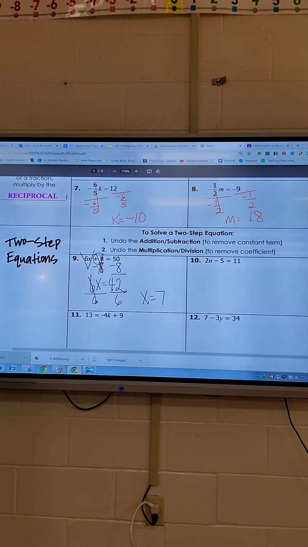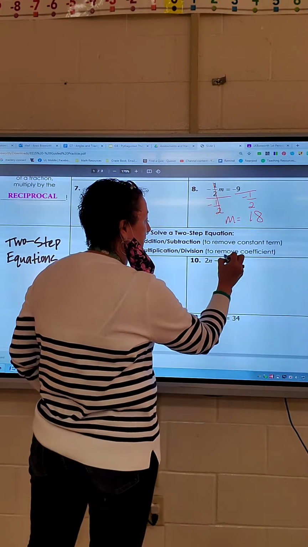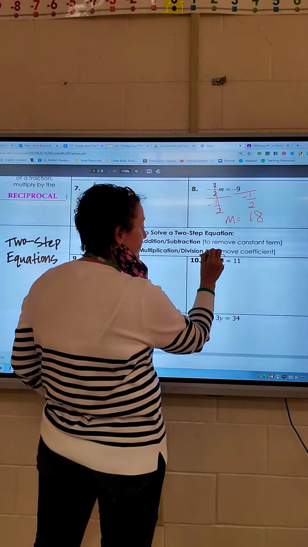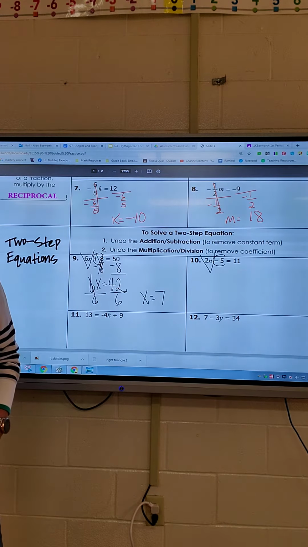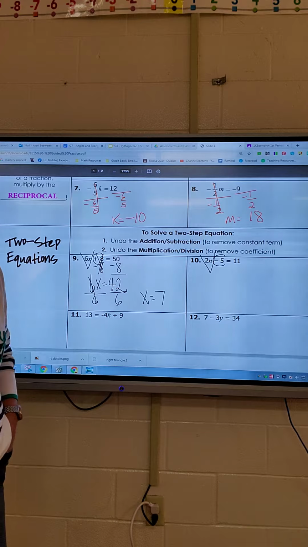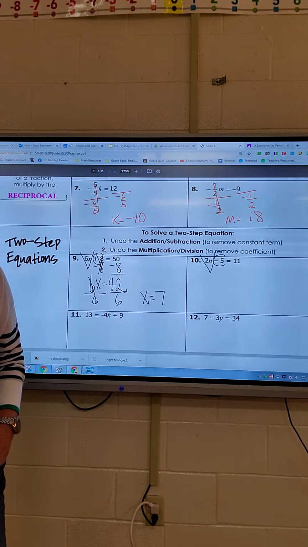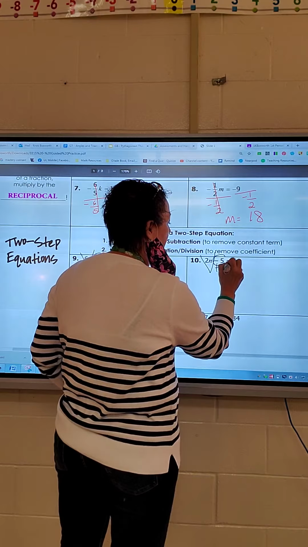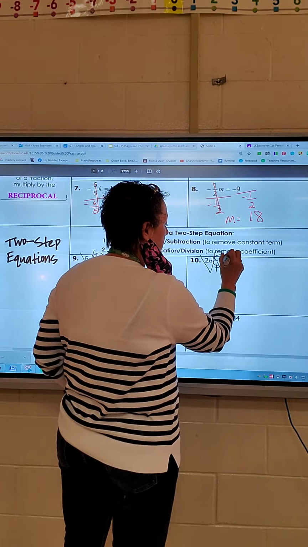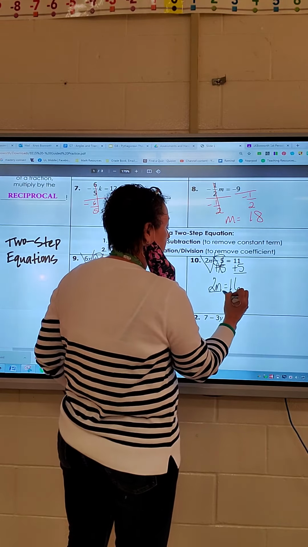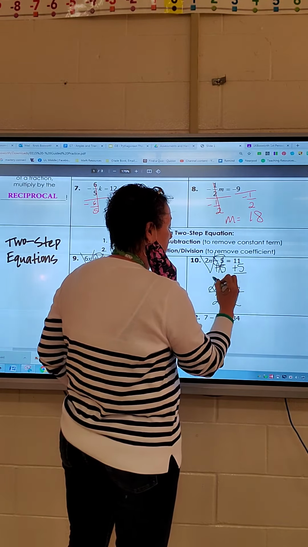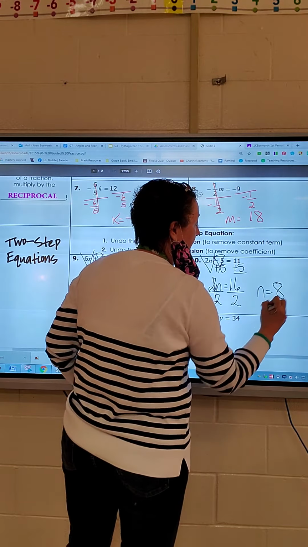Number 10. Where's my expression? On the left or the right? The left. So now I want to find, here's my constant term is negative 5 or minus 5. My variable term is 2n. We're going to do this in alphabetical order. Minus 5, what is the inverse of minus 5? Plus 5. So I'm going plus 5 here, plus 5 here, and 2n equals 16. Now I divide both sides by 2, and n equals 8.